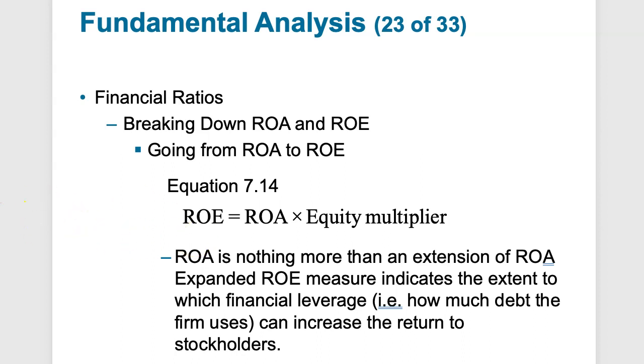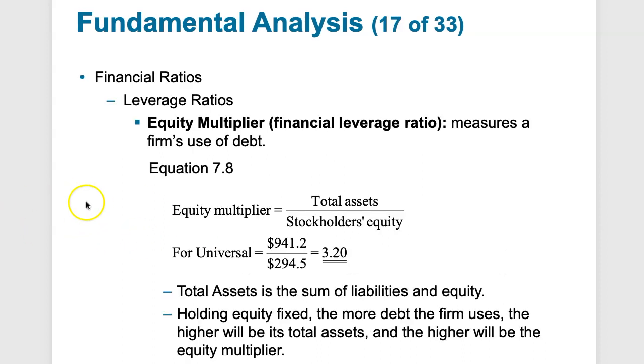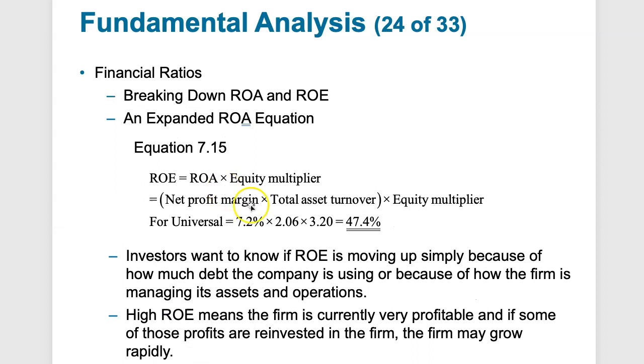So let's go back to the equity multiplier, just to refresh your memory. It's the total assets divided by shareholders' equity. So we're seeing what is the relationship of assets to equity. If we go back to the slide here, we want to know what is increasing return on equity? Is it the increasing return on assets, or is it the increasing equity multiplier?